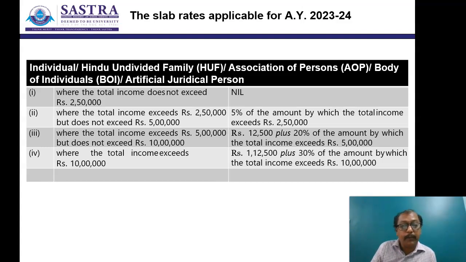Suppose your income is up to 5 lakhs. Where the total income exceeds 5 lakhs and is below 10 lakh rupees, on the income above 5 lakhs you will have to pay 20% of it plus 12,500 rupees. And above 10 lakh rupees, you have to pay 1,12,500 rupees plus 30% of the amount exceeding 10 lakh rupees. So this indicates that a progressive system of taxes is going to be taken into consideration.